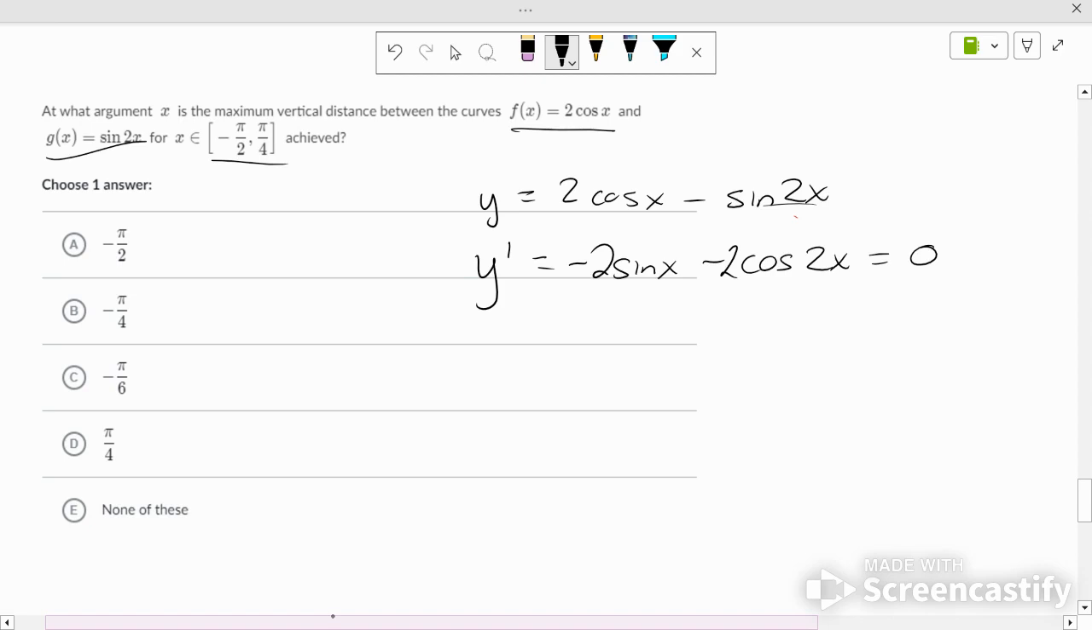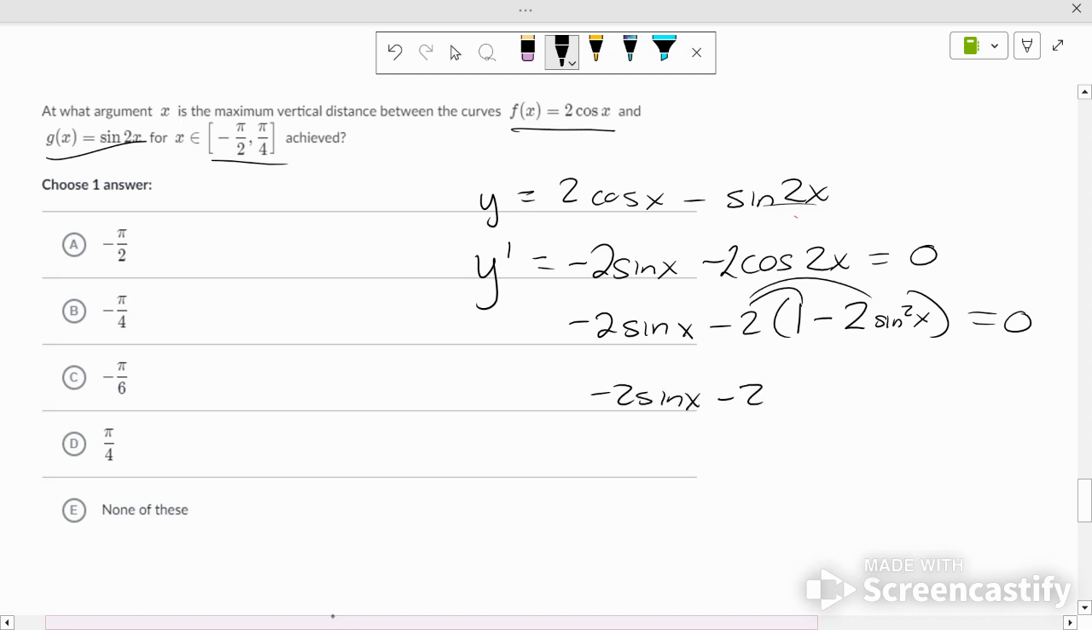Now, the cosine of 2x, from trigonometry class, because I want to get these into one term: cosine of 2x is cosine squared of x minus sine squared of x, or it's 2 cosine squared of x minus 1, or it's 1 minus 2 sine squared of x. By doing it this way, everything's in terms of sine. So if we distribute the negative 2 through, I get negative 2 sine of x minus 2 plus 4 sine squared of x.